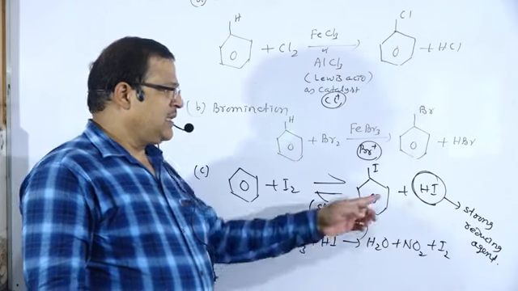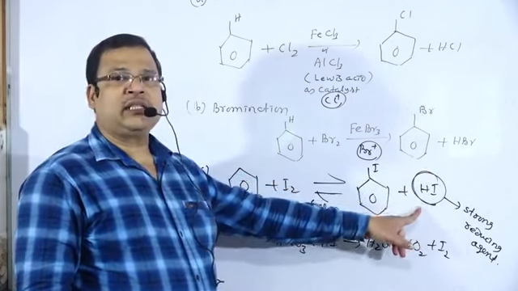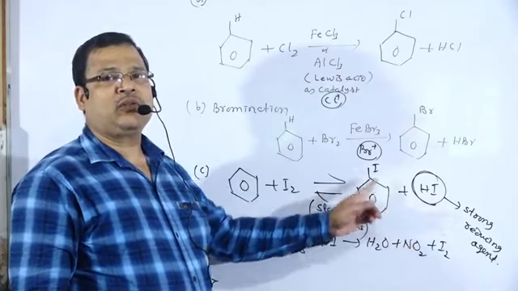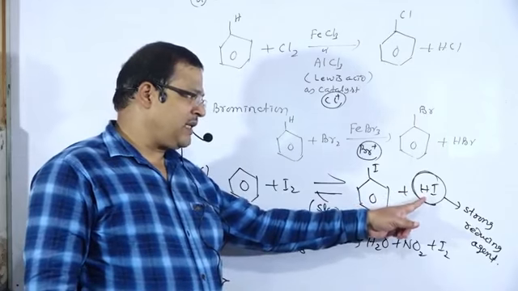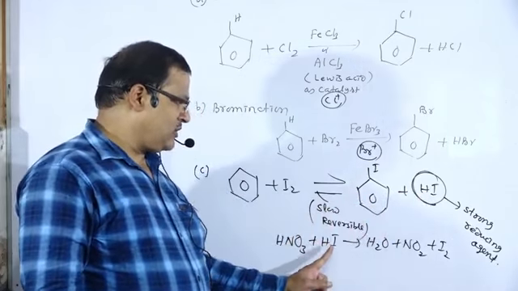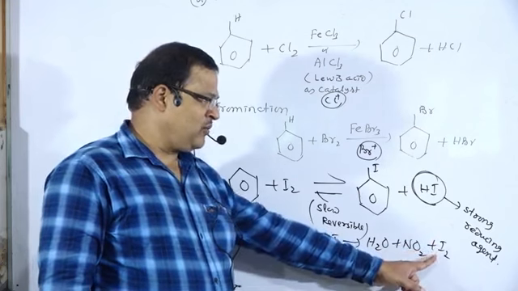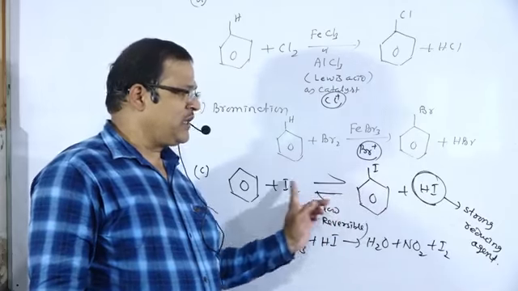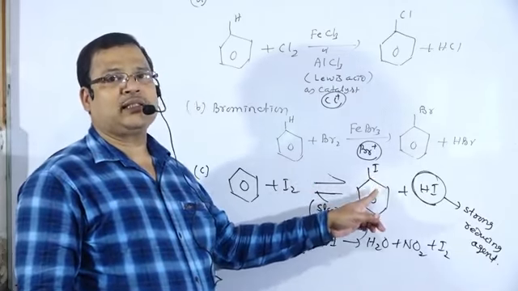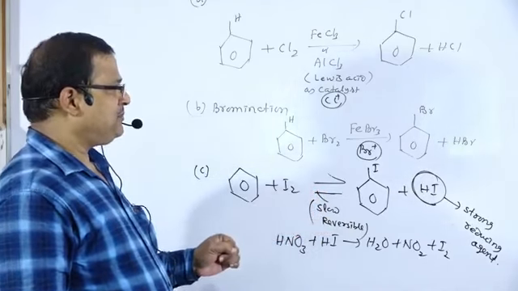By lowering the concentration on the product side, according to Le Chatelier's principle, the reaction will proceed in the forward direction. Immediately after the formation of HI, nitric acid will consume it to form H2O, NO2 and I2. So the HI concentration decreases, and according to Le Chatelier's principle the reaction proceeds in the forward direction. This is how iodobenzene is prepared.